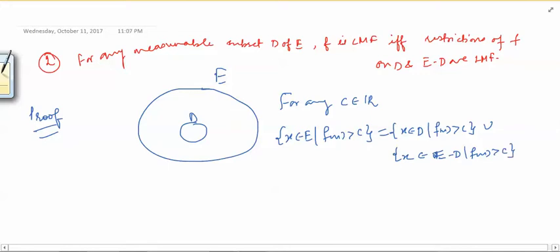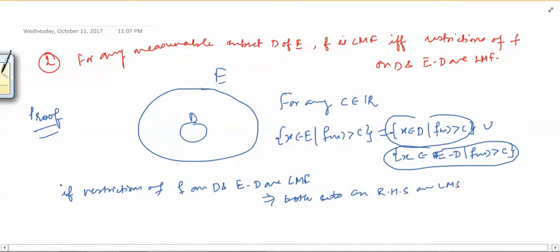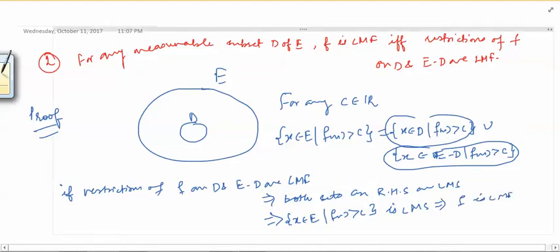Now we have to prove this thing. So first assume that the restrictions of f on D and E minus D are Lebesgue measurable functions. Then by definition this set is a Lebesgue measurable set and this set is a Lebesgue measurable set, okay? Then both sets on the right hand side are Lebesgue measurable sets, and hence their union is a Lebesgue measurable set. It implies that the set of x belongs to E, f of x greater than C is a Lebesgue measurable set, which implies that f is a Lebesgue measurable function. Here I am just applying the definition of a Lebesgue measurable function.